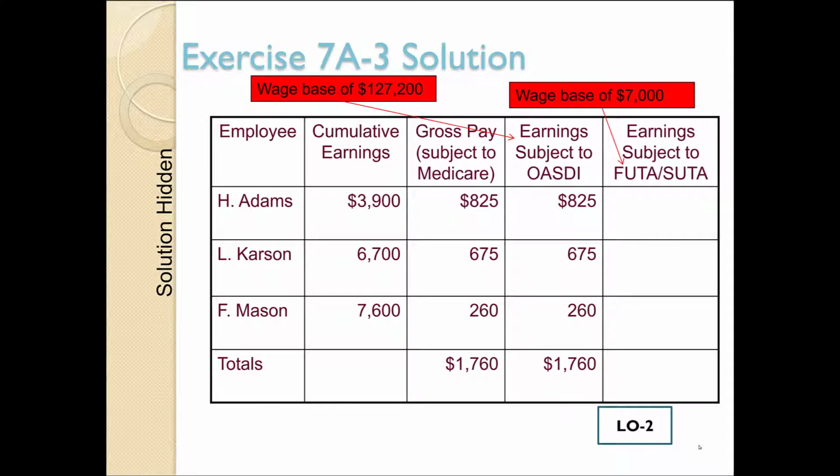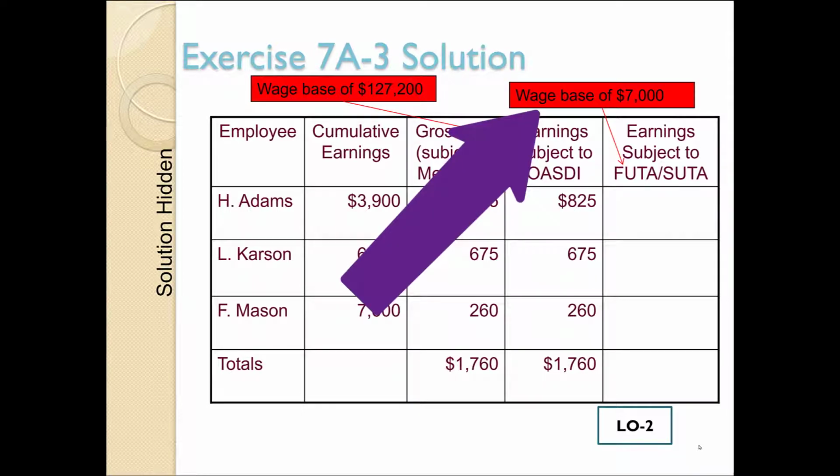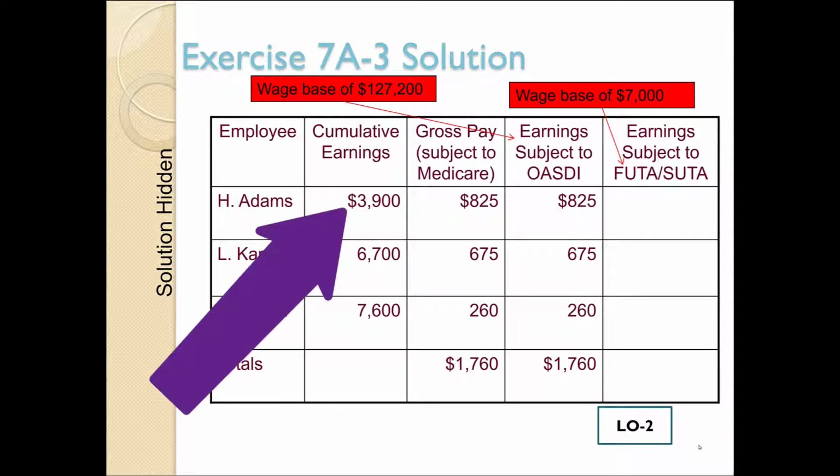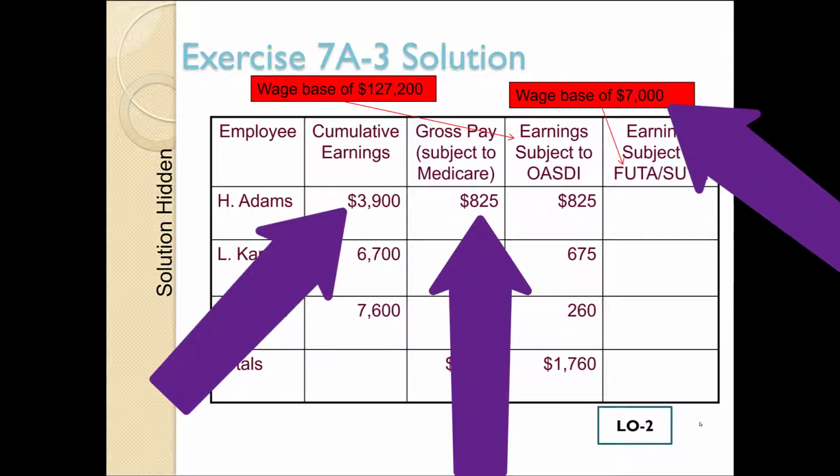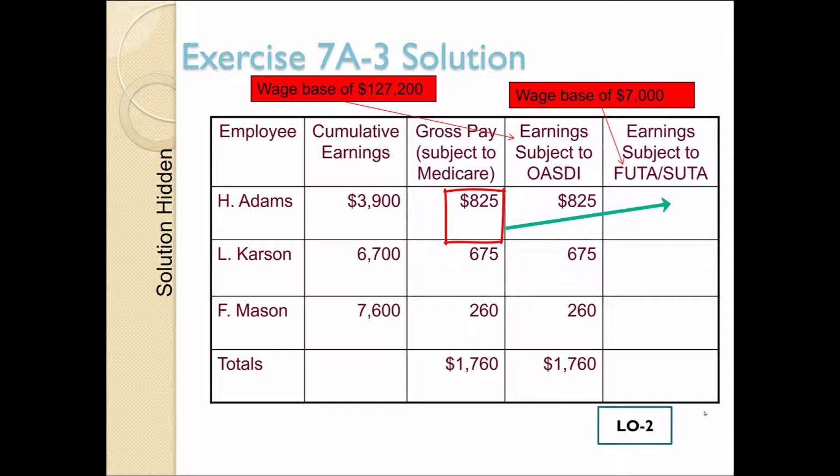Now, it gets a little bit trickier. So now we need to calculate the earnings subject to FUTA and SUTA. So remember, in this problem, the wage base for FUTA and SUTA is $7,000. So let's look at Adams. We take Adams' $3,900 cumulative plus Adams' current pay of $825. You add those up, and Adams is lower than the wage base. So all of it is taxable, all of it being the $825. So the amount of Adams' gross pay that's subject to FUTA and SUTA is $825.